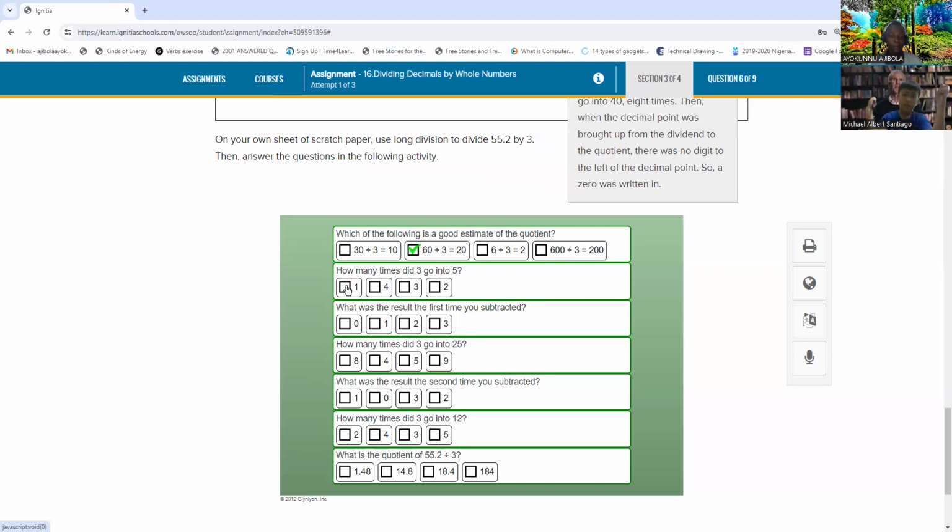Good. What was the result the first time you subtract? So what is 5 minus 3? That's 2, okay? How many times will 3 go in 25? That's 8. And what was the result of the second subtraction? 3 times 8 is 24. So 25 minus 24 is what? 1.